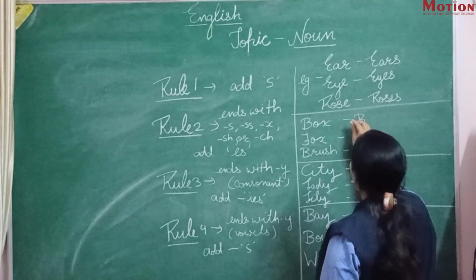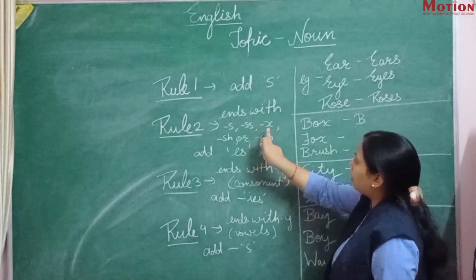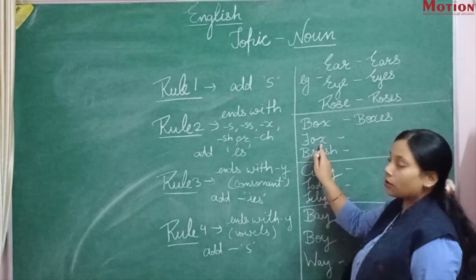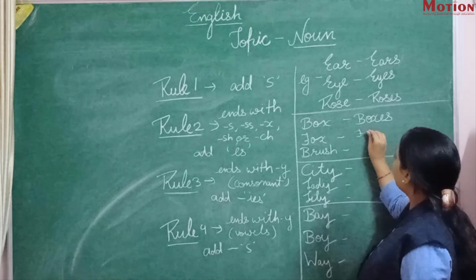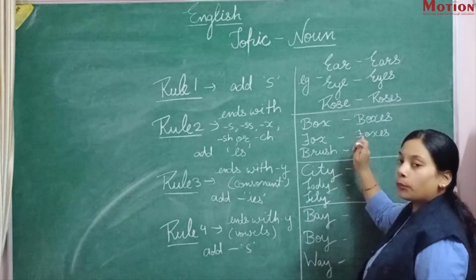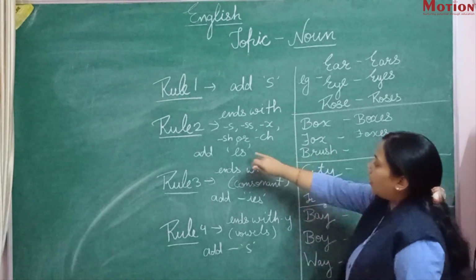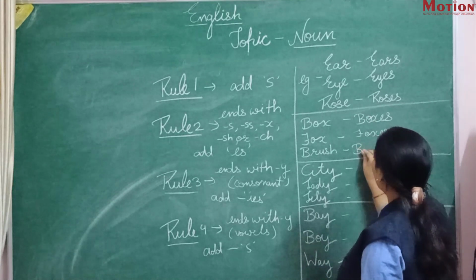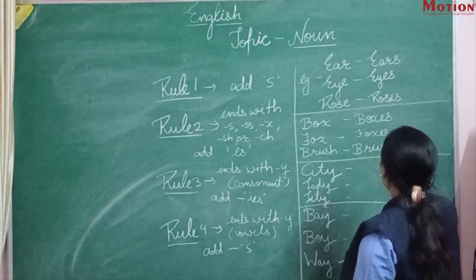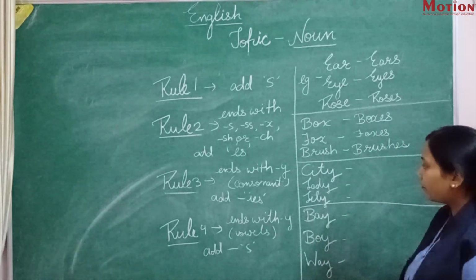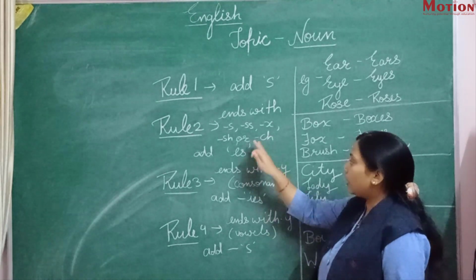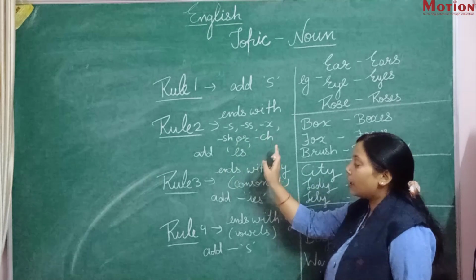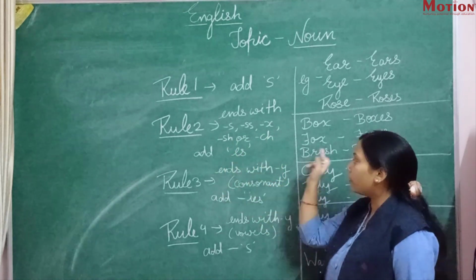Like box is ending with x, so we will add es. Fox also ends with x, so we will use es for making it plural. Brush ends with sh, so we will add es for making it plural form. Got it? Keep in mind these endings, s, ss, x, sh or ch, then we add es after the words.